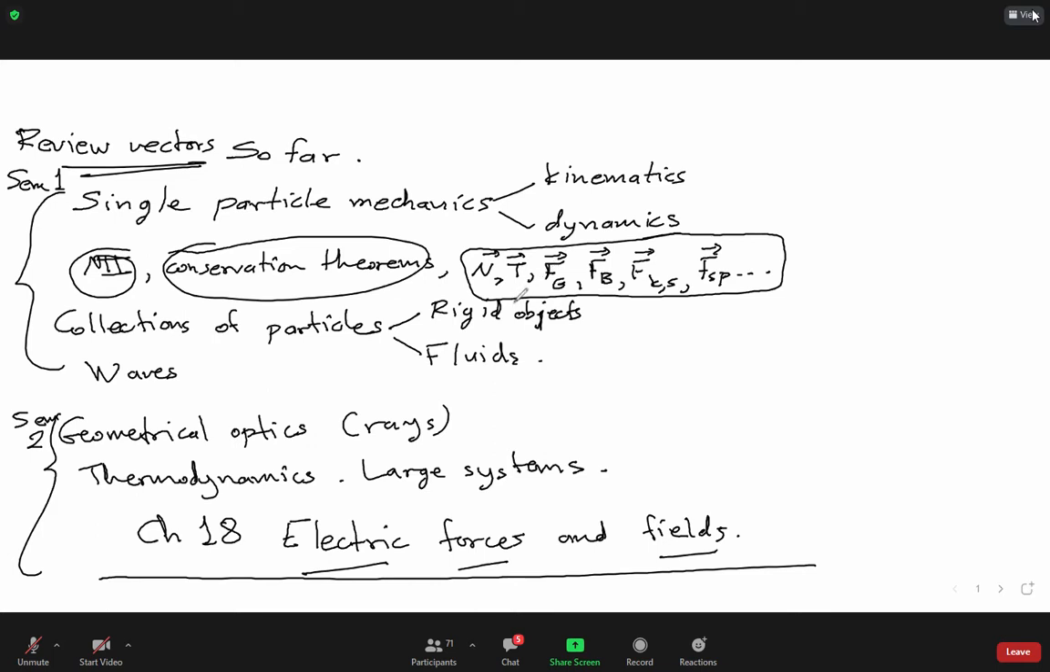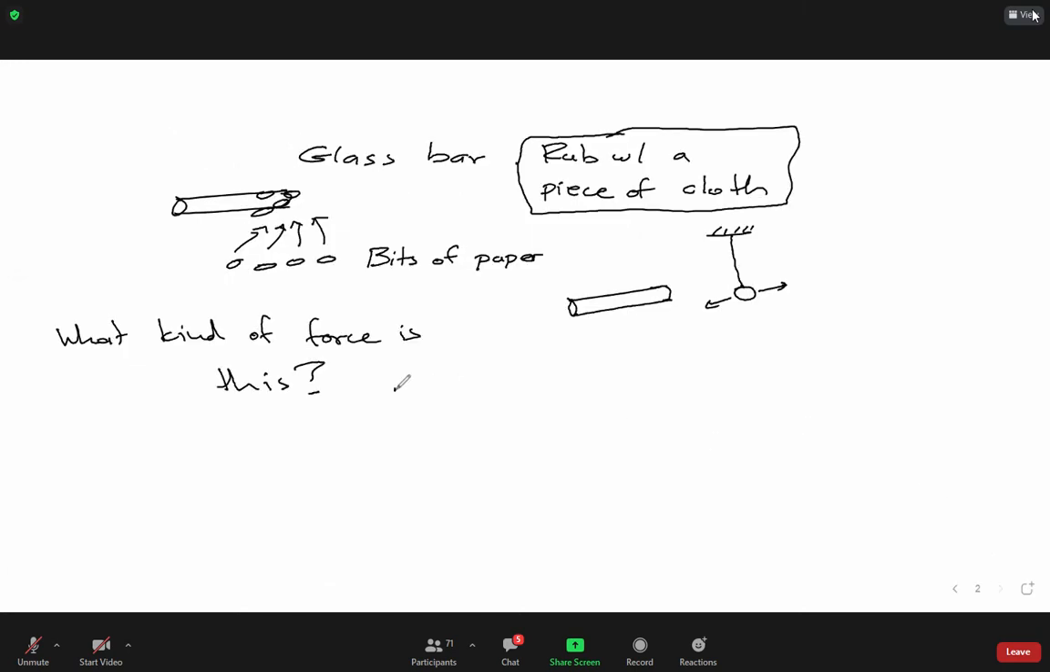If you remember, gravitational forces are the most universal ones. They're always there and they act on everything. They don't just show up when you happen to rub a bar with a piece of cloth. It's not a tension. There's no string. It's not a normal force. There's no surface of contact. So it's none of these. So it's none of the familiar forces from semester one.